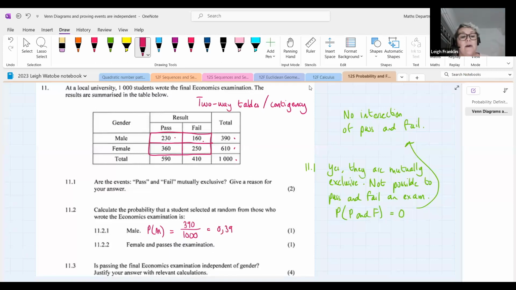Sorry, it's out of 1,000. So 0,39 would be another way of putting it. Yes, perfect. And that 390 comes from that answer that I've just circled right now. Perfect. The next one says female and passes the exam.